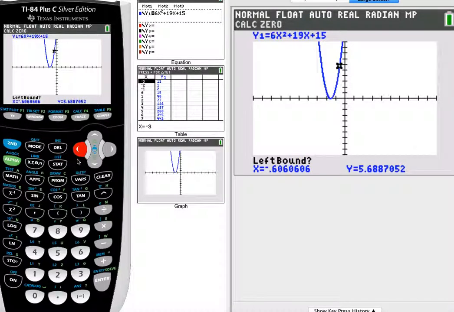There it is. I've got to go to the left side of the point that I want. So there it is over there on the left side. I'm going to hit enter. I'm going to go ahead and bring my cursor on the right side of the point I want. Hit enter one more time. And it's going to put it there, and it says it's there at negative 1.5.